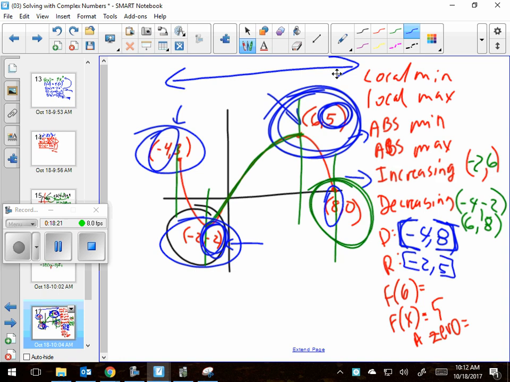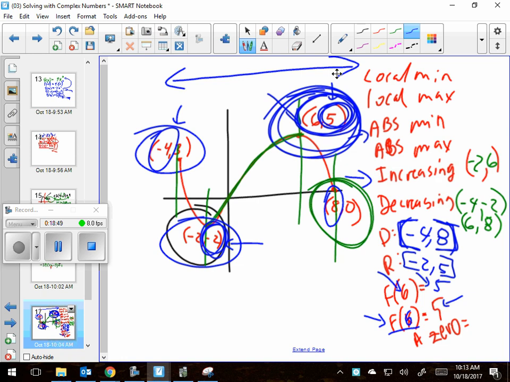Next up, f of 6. f of 6 is saying, hey, buddy, x is 6. Tell me what y is. Well, if x is 6, that was this point right here. So 6 comma 5. And this one's saying, hey, I'm telling you that f of x, which is like y, is 5. And I want to know what x is. And that's the same spot. It's right here. That's where y is 5. So the x would be 6.